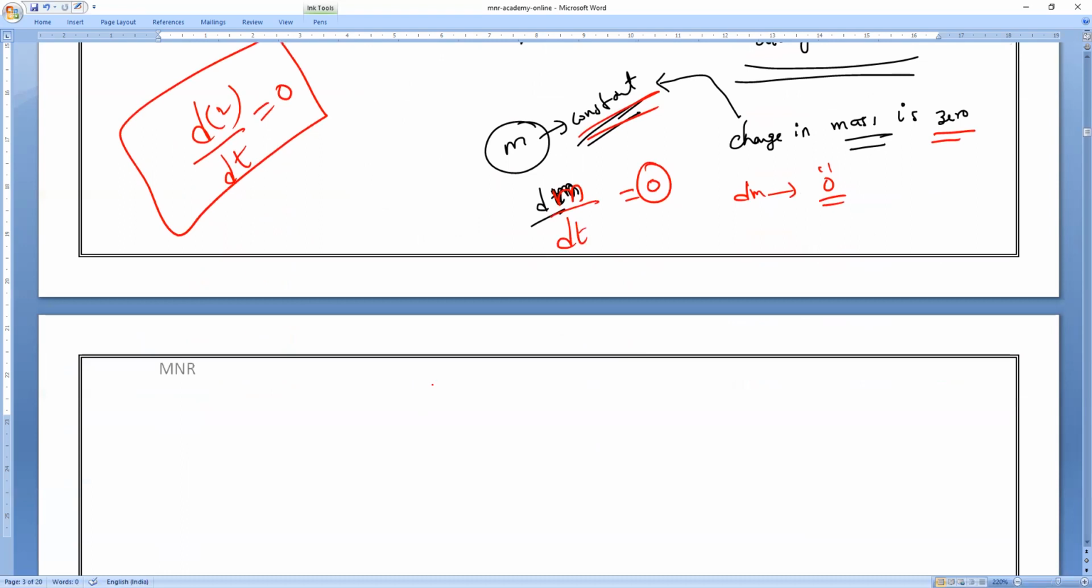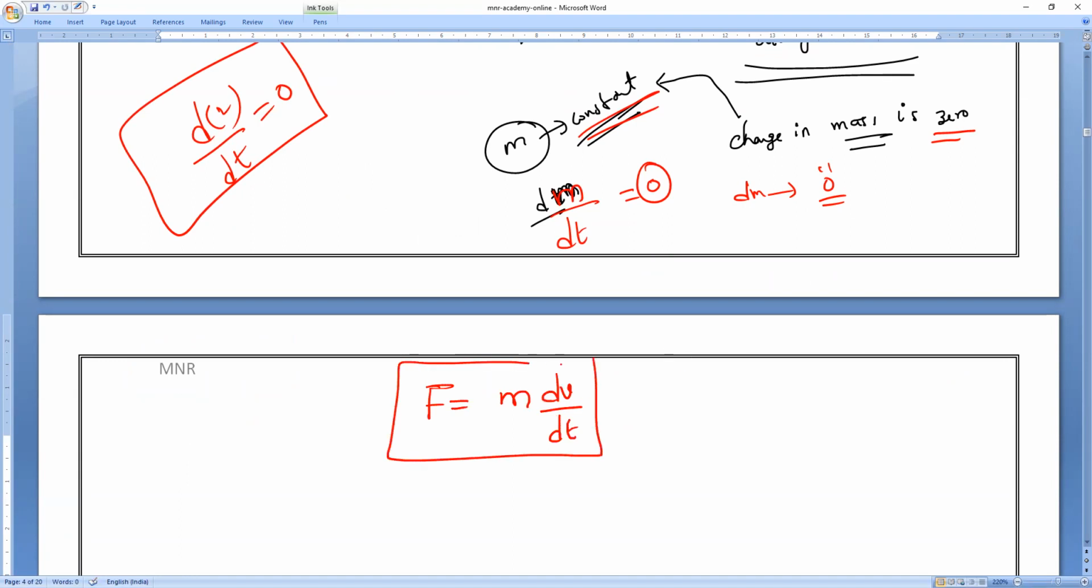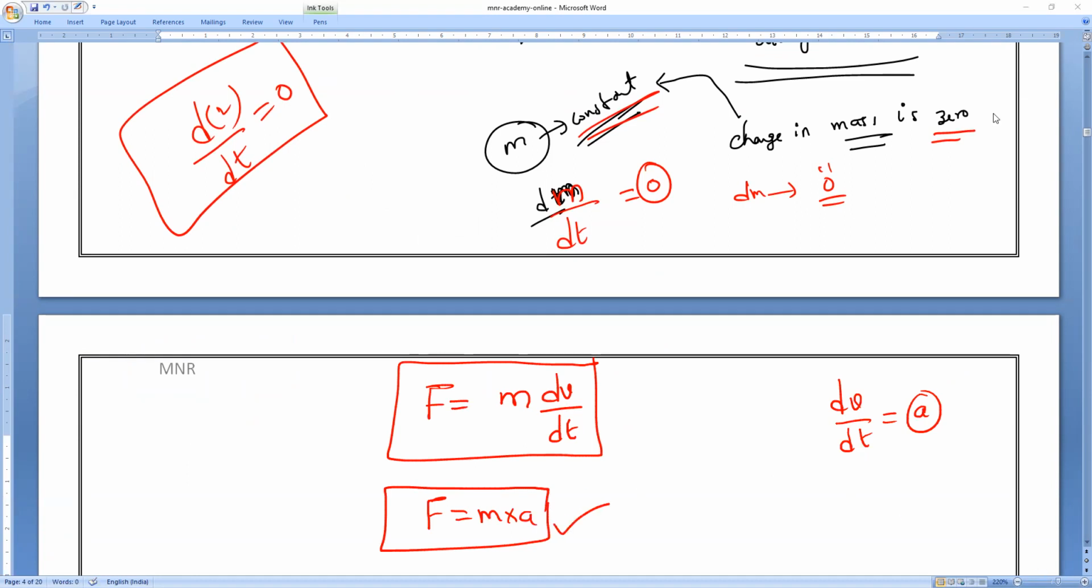Then the formula will be modified into what? Fast. m dv by dt. Now dv by dt equals something. Anybody can tell me? dv by dt is acceleration. So F equals m into a. F equals m into a. That's all. Have you got the answer, everybody? So whatever it is, you will get it. The final answer remains the same.